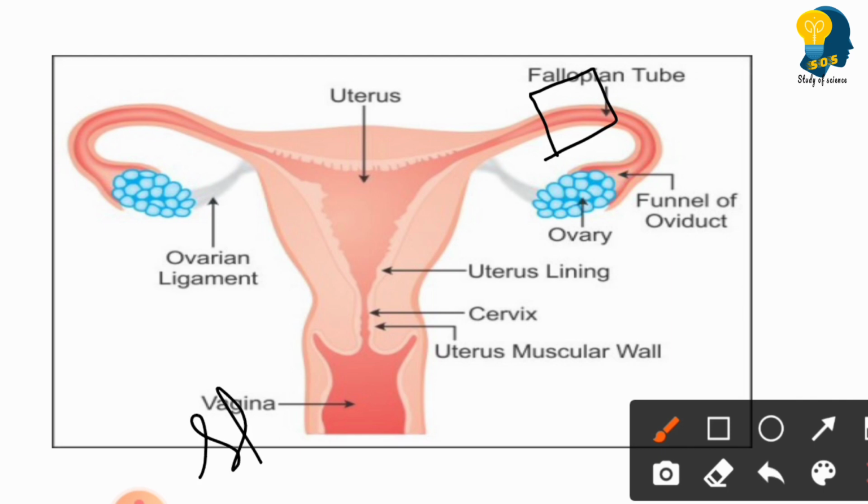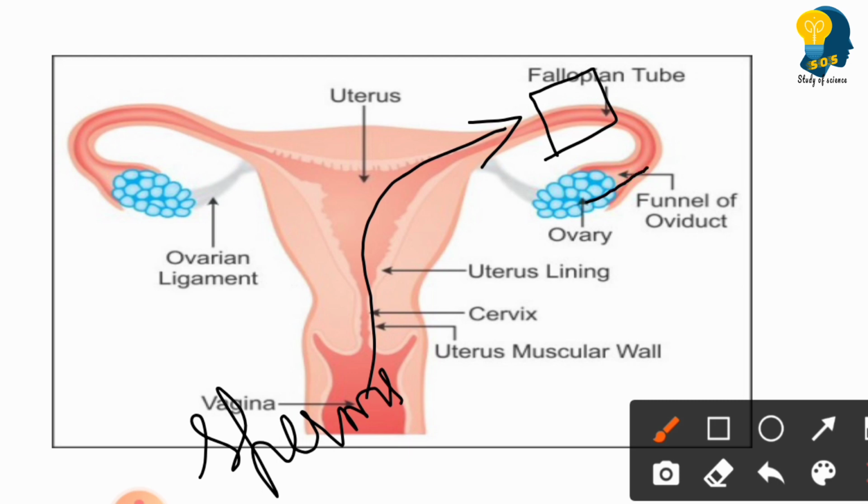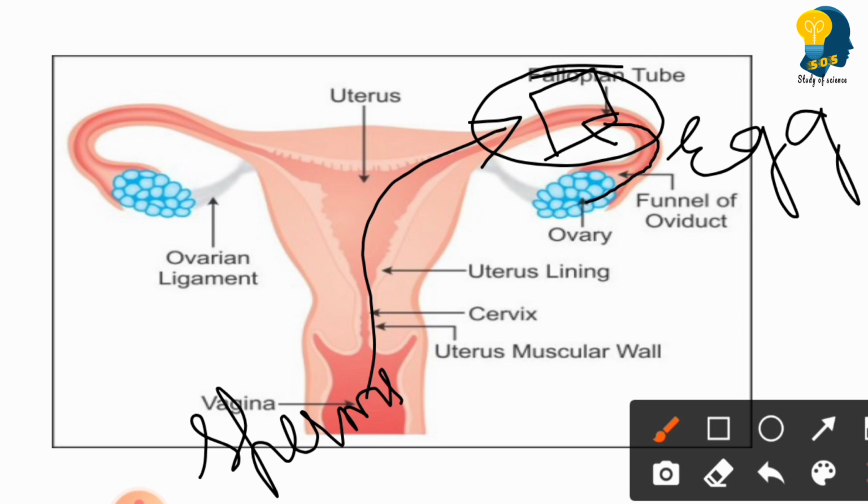See, the sperms which enter through the vagina reach the fallopian tube, and the eggs which are present in the ovary also enter the fallopian tube. Here what happened? There will be a fusion. They combine. The sperm combines with the egg.